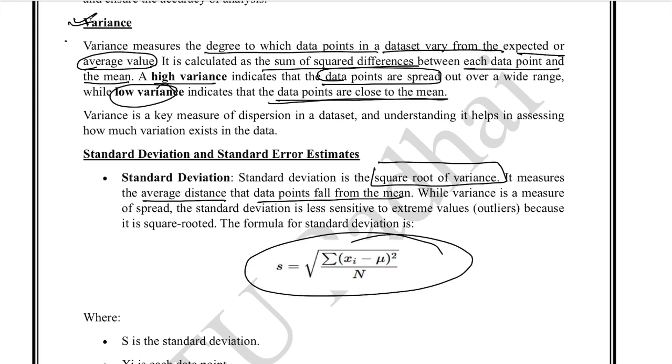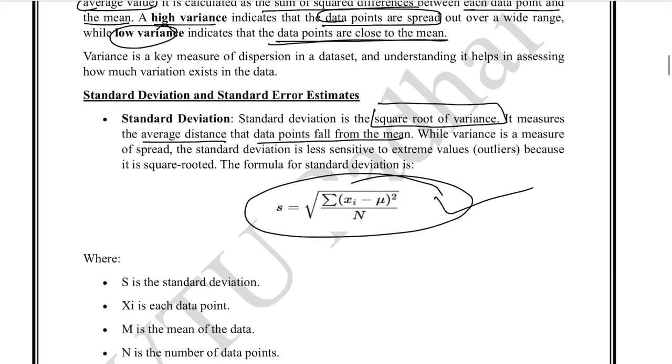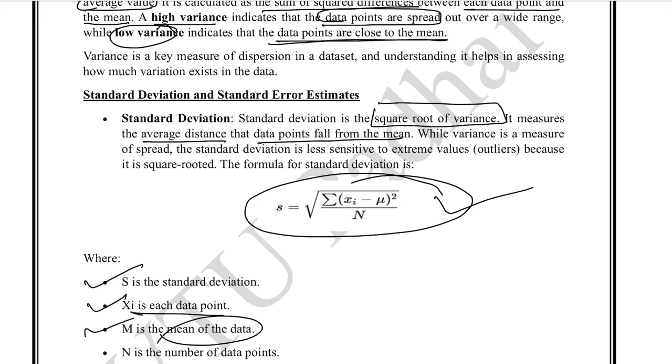So this is the main formula. You have to remember this. S equal to square root of summation of (xi minus mu) squared divided by n. Here xi is each data point in the range of data points, mu is the mean, and n is the number of data points. So S is standard deviation, xi is each data point, mu is the mean, and n is the number of data points.